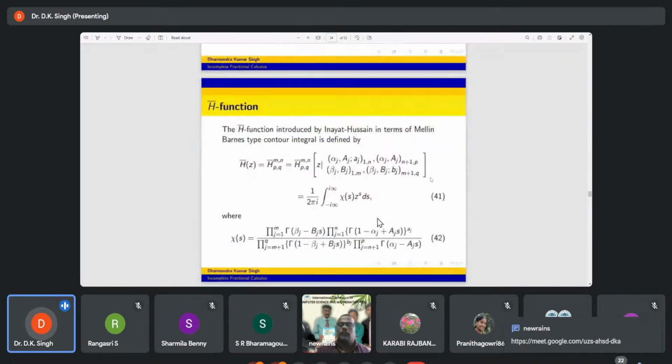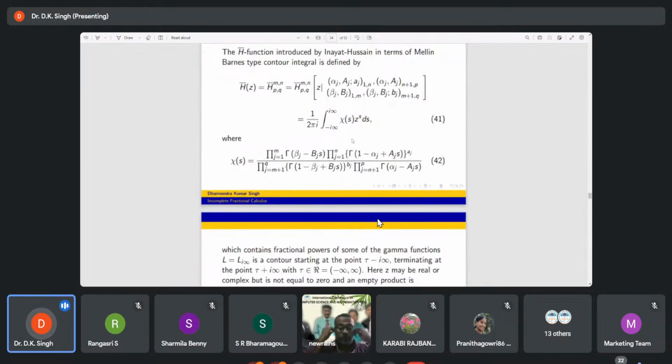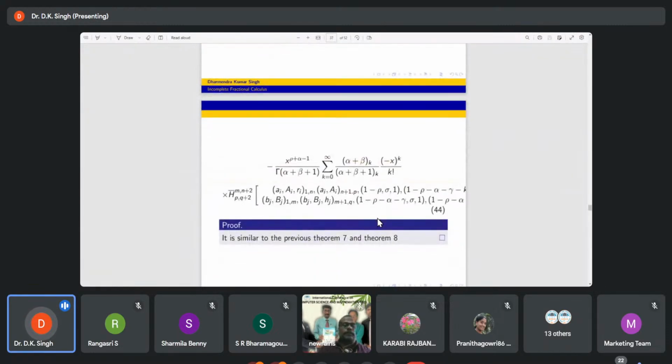Again, the next application is with the H-bar function. The H-bar function is defined in terms of a Mellin-Barnes contour integral. If we associate our incomplete fractional integral formula with the help of these H functions, we obtain this result. This is similar to the previous theorems, 7 and 8.